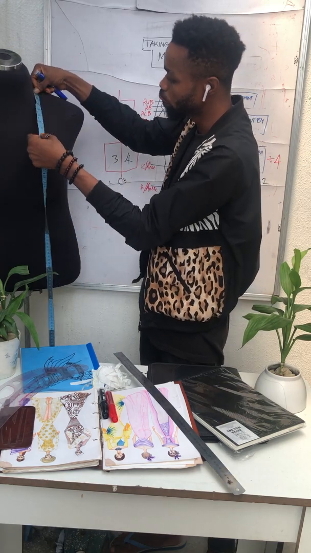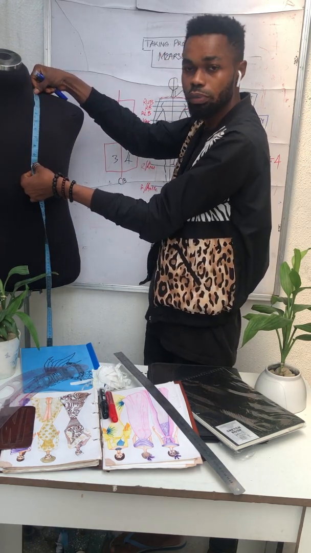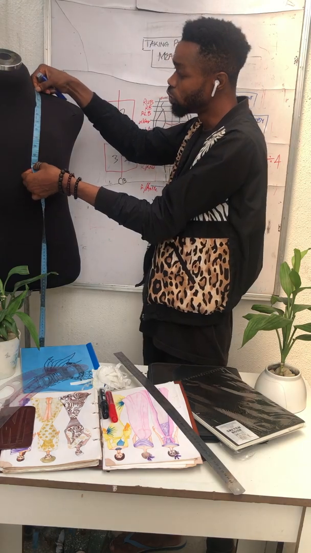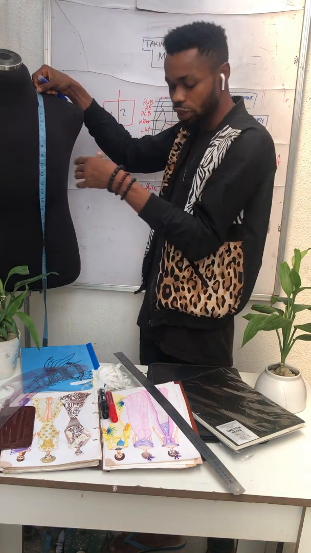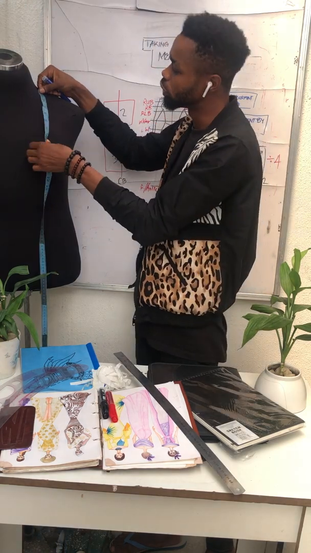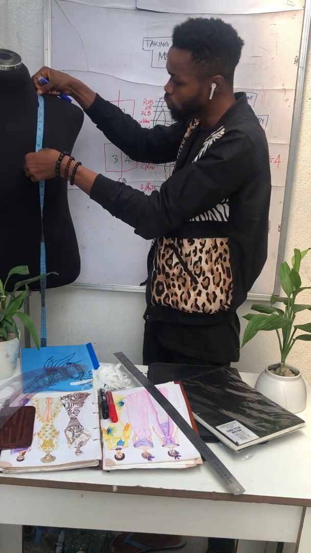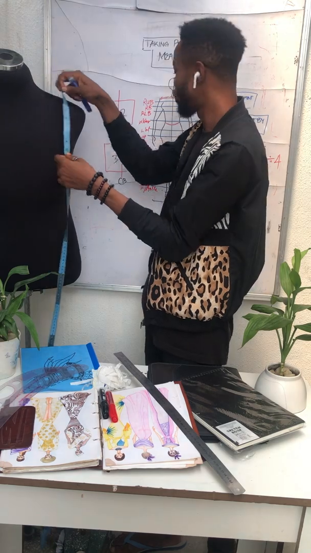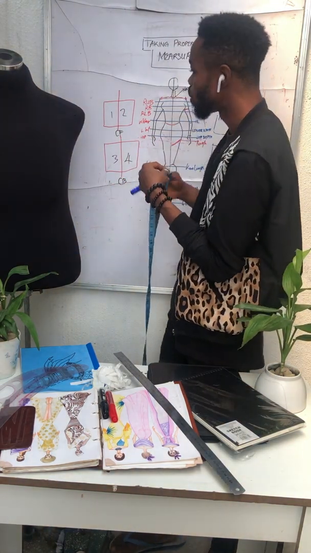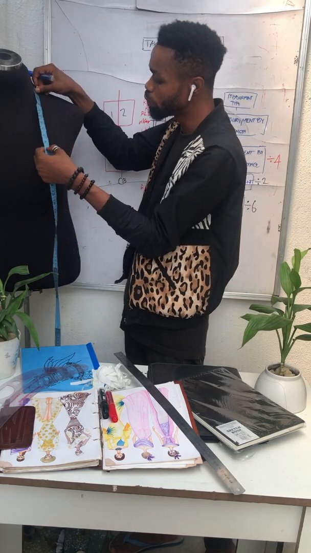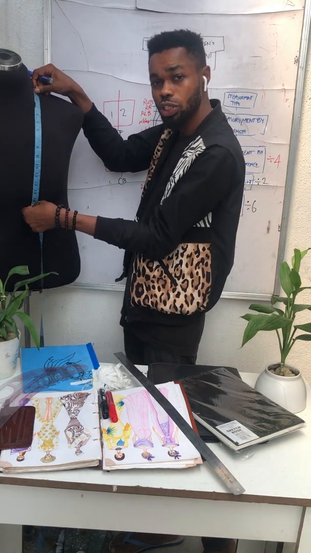The next measurement by length is your bust point. Your bust point is from your nape to the fullest part of your bust. In local terms, it's easier to just say your nipple point. That's where your bust is usually the fullest. Then our next measurement by length here is the lower bust point. Your lower bust point is from your nape to where your bust stops, right?